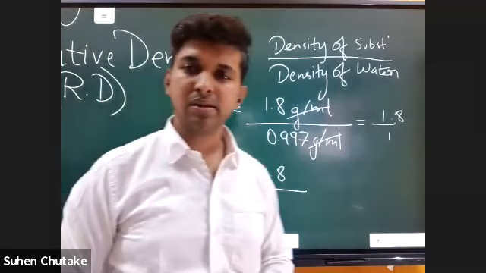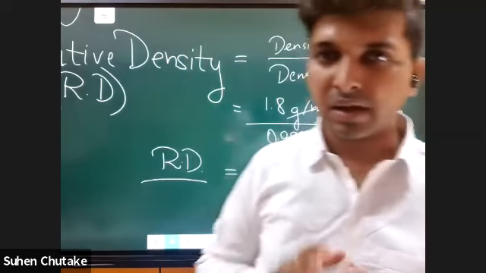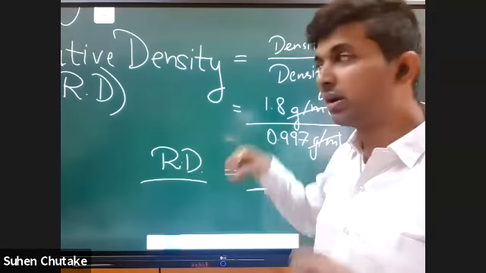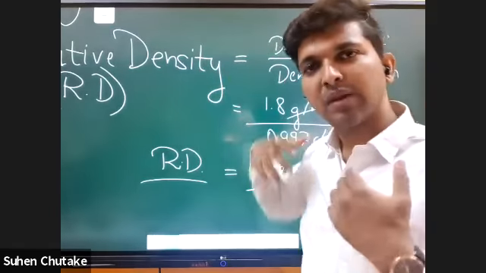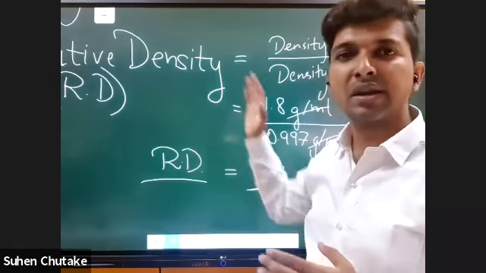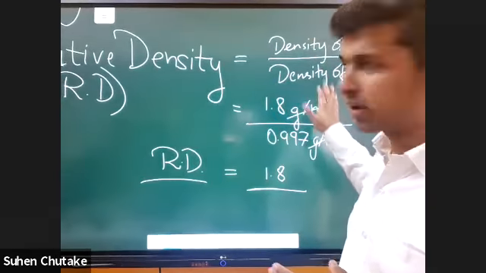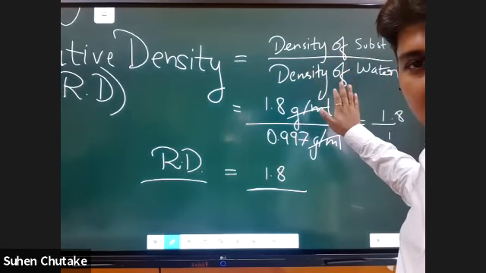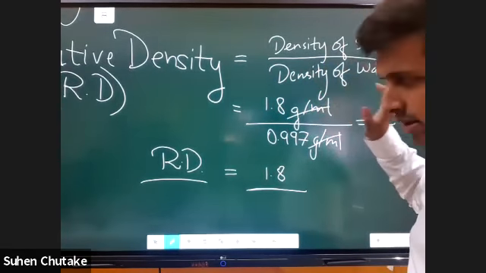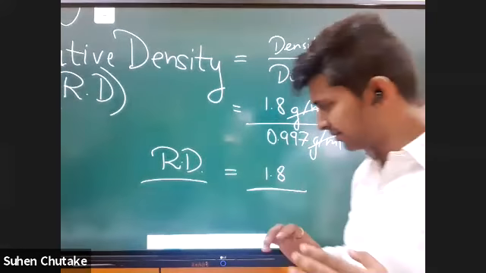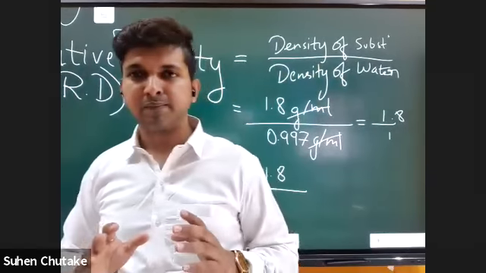So what was density, ladies and gentlemen? Density was only mass upon volume. But when we talk about relative density, it will be in relation to density of water. I mean, density of a particular substance with relation to density of water is called relative density. Getting this clear? All good, clear?